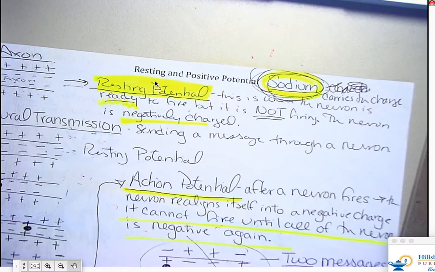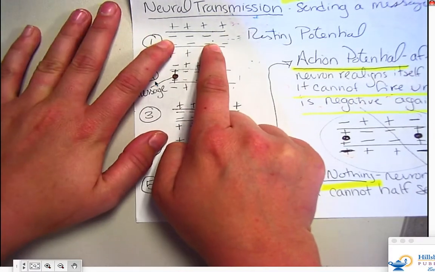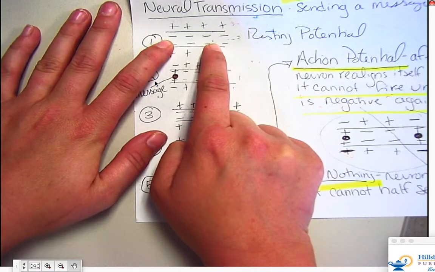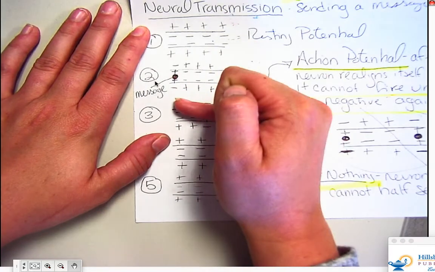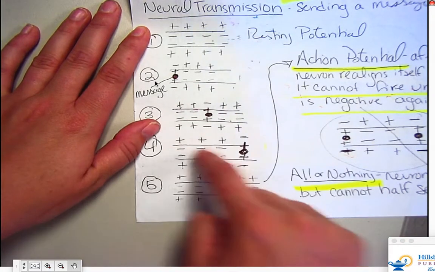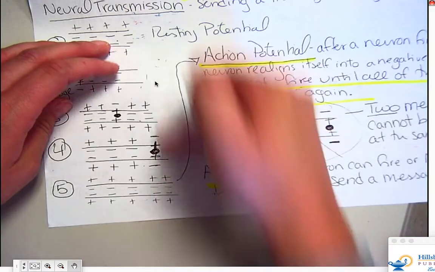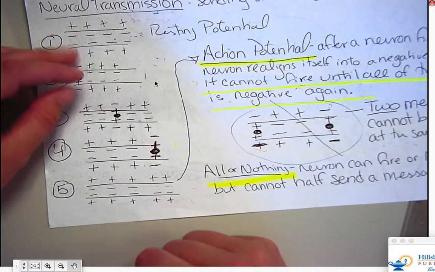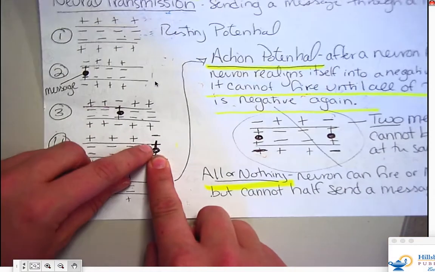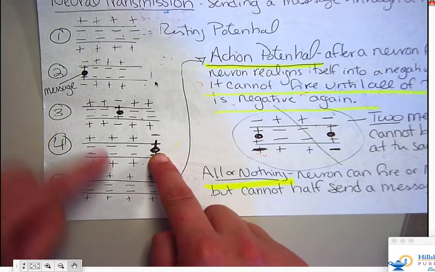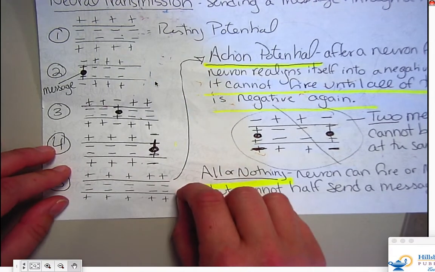Action potential is when the neuron is shifting. So if you look over to your side over here, okay, so this is resting potential. It's all negative on the inside, positive on the outside. As the neural message is coming through, the negative flips out, the inside becomes positive. This whole process is called action potential. After a neuron fires, the action potential is actually following behind. It's resetting itself to go back to resting potential. It cannot fire until the neuron is completely negative again. If it has a positive charge here, it cannot fire. Only when it's completely clear can it fire again. Once it's completely clear, it's resting potential.